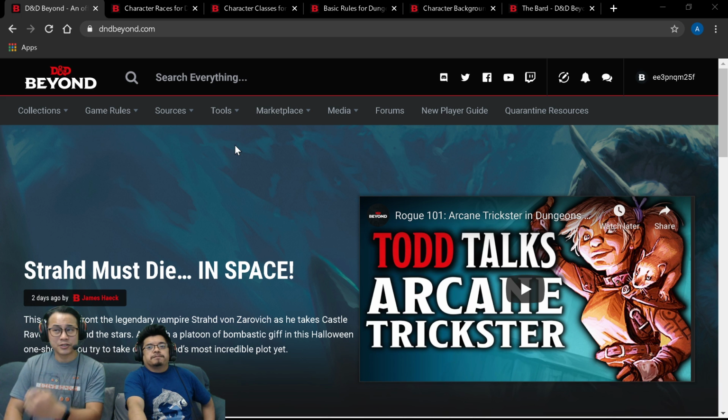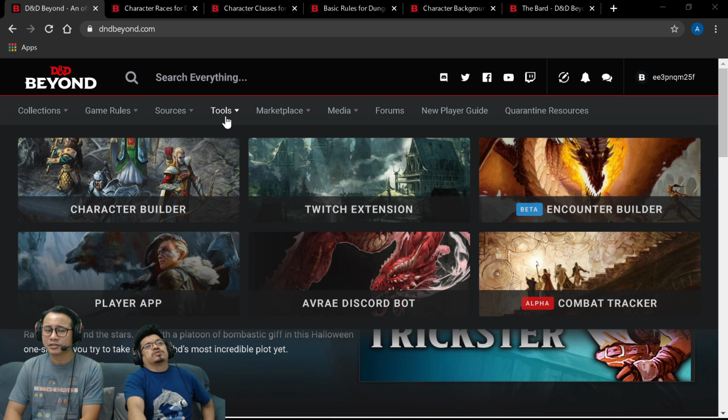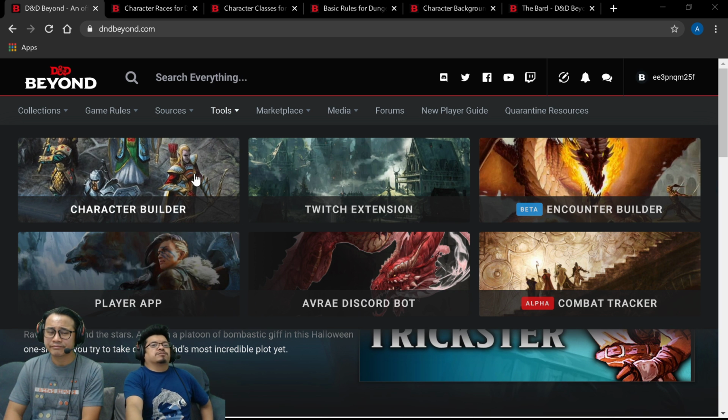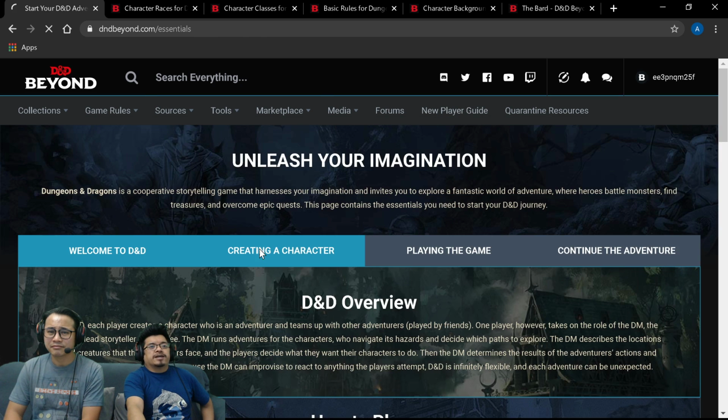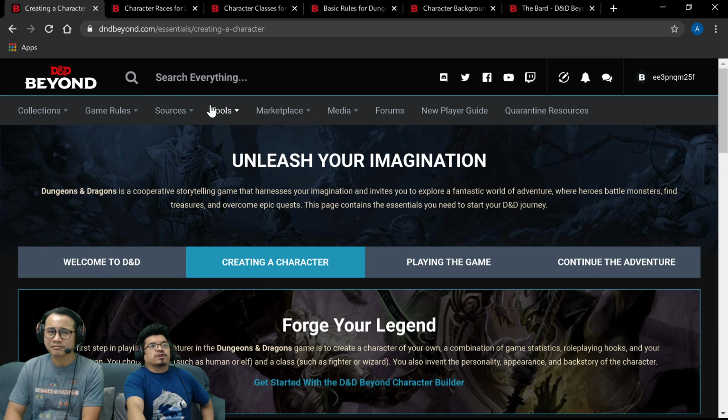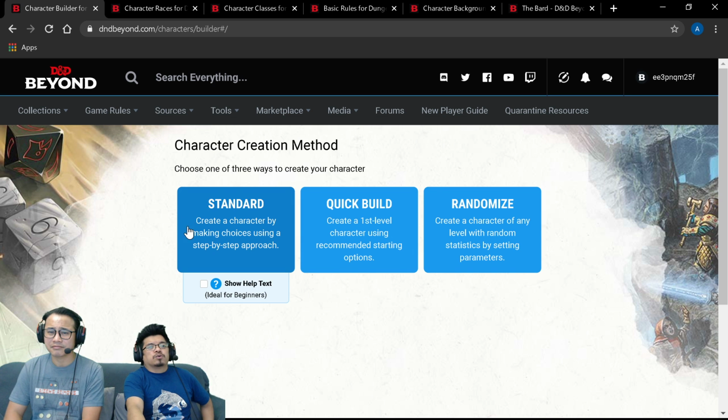So first, you need to register for D&D Beyond. It shouldn't be too hard. You can do it with Google or Apple, Facebook, blah, blah, blah. Once you make the account, we're going to go over to Tools here, and we're going to go right to Character Builder. Now, under New Player Guide, it basically says the same thing. So we're just going to go right to here.